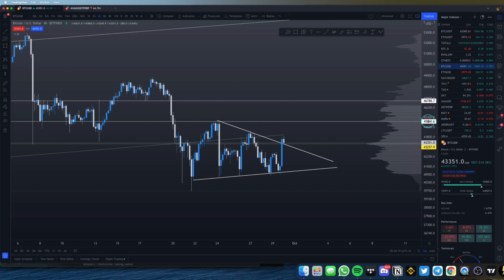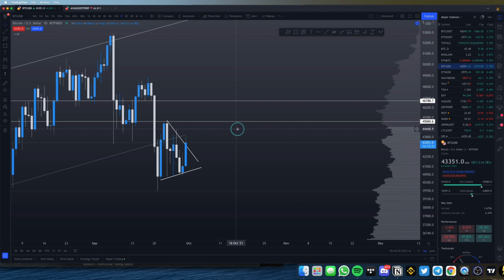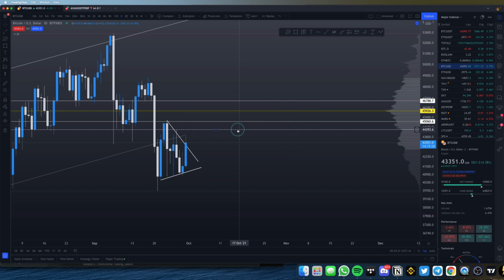Now the next level that we are going to talk about is this level right here at 45k. Assuming that Bitcoin is bullish, here's what I want to show you. Assuming that Bitcoin is bullish, then we are going to attack these two previous highs, which is at about 44,300 and 45k. Now, the way it works.